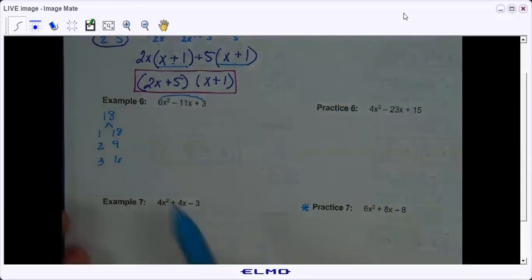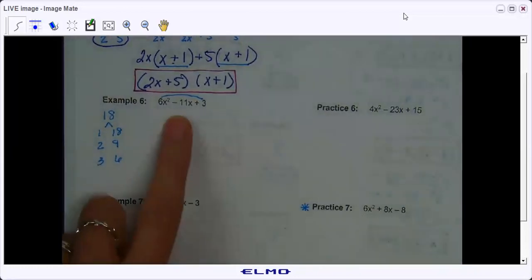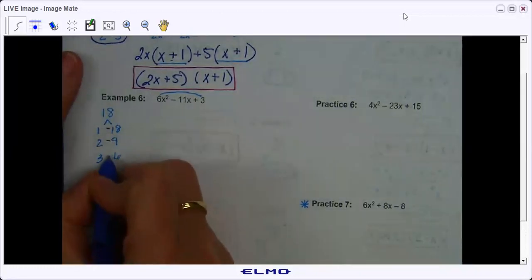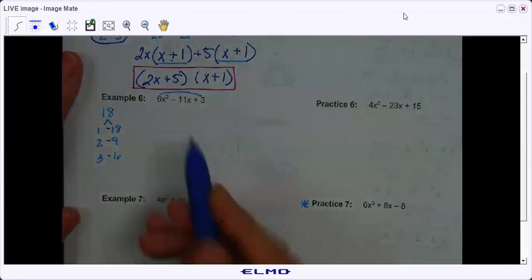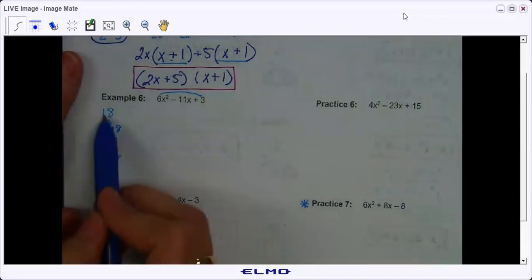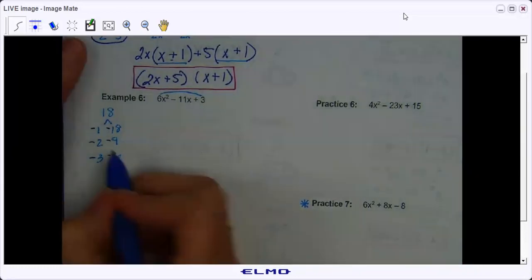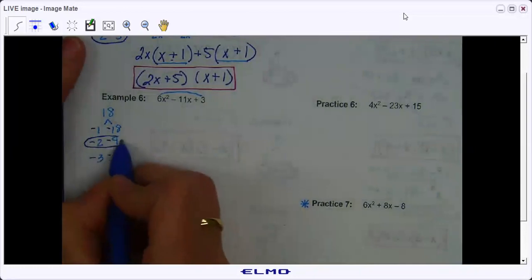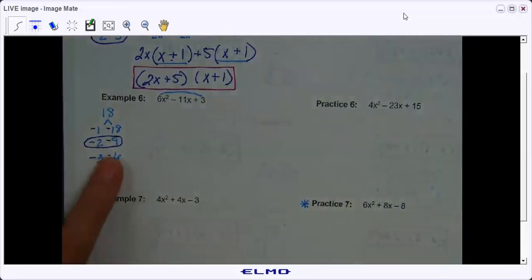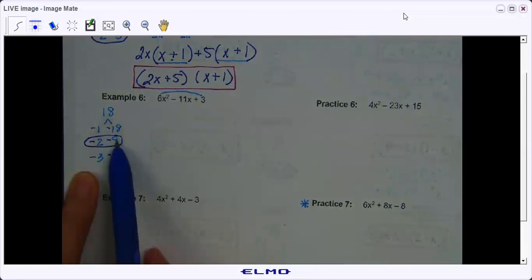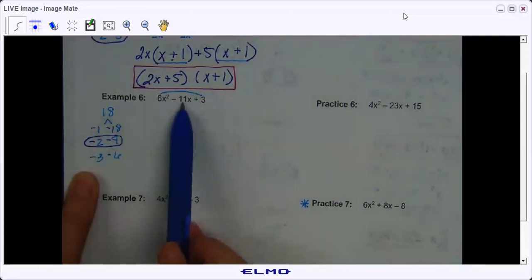And then figure out which set of factors gives you a negative 11. Because that's a negative, I know my bigger number is going to be a negative. So I can put a negative here. Actually, this is positive, so they all have to be negative. All right, so which one is going to add up to a negative 11? That's going to be this one right here. So if you're questioning me, like, why are both of them negative? Well, because a negative 2 times a negative 9 gives me a positive 18. And a negative 2 plus a negative 9 is a negative 11.